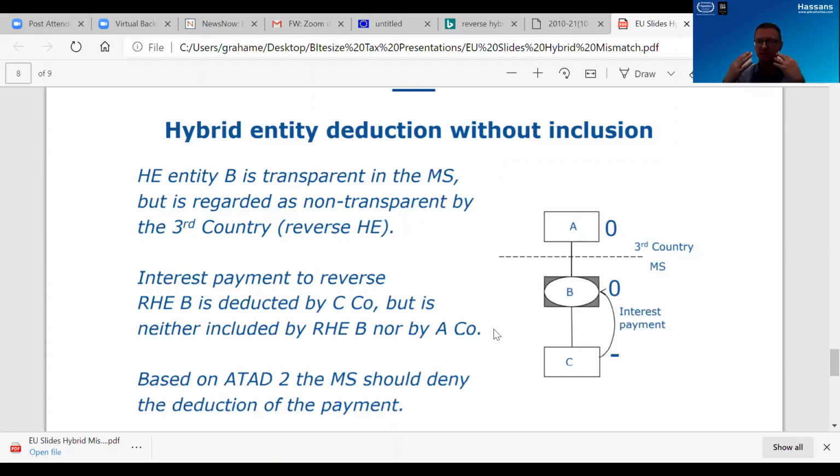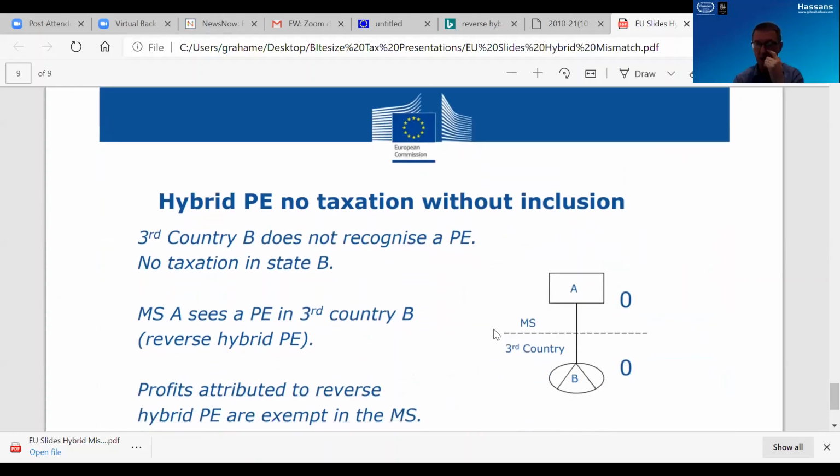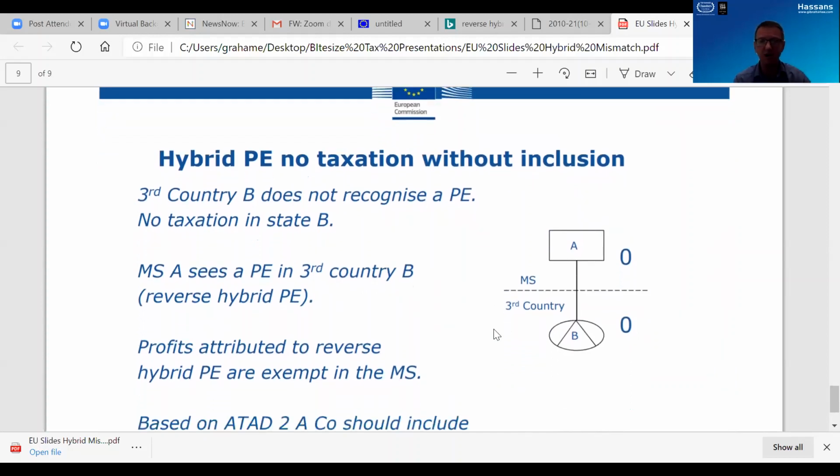So the details are not what's the most important. What is important is that we have connected parties, one making payment to another, where because of the treatment of the entities, whether they're transparent or non-transparent, you end up with a payment being deducted and no inclusion of the income, which you can see would be a powerful tax planning tool and has been used quite regularly.